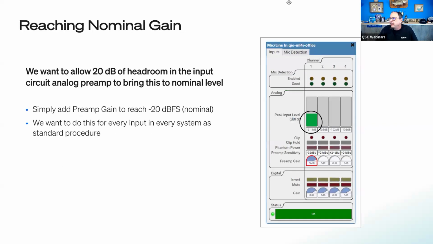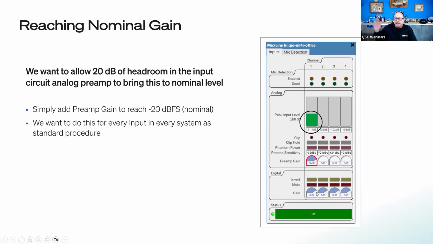And we'll take a look over here. We want to allow for 20 dB of headroom at the input circuit analog preamp to bring this to a nominal level. What you're not seeing is that this is the digital realm down here. So we want to increase the preamp gain. It goes through the converter, becomes digital, and then this meter is there. It doesn't logically flow, but just know that as you turn the preamp gain up.